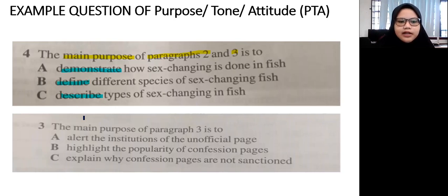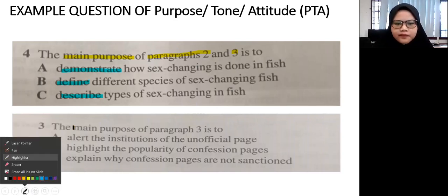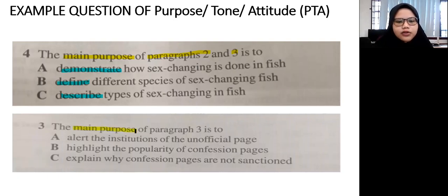Because the other subject that we can see in here is changing in the phase, that's changing, it's the same thing. But the thing that makes the answer different is the verb used in it. So the same goes with the next question. It's already told you that you need to find the main purpose in paragraph 3. So the words that you need to know are what is meant by alert, what highlight means, and what explained means. So this is really important.